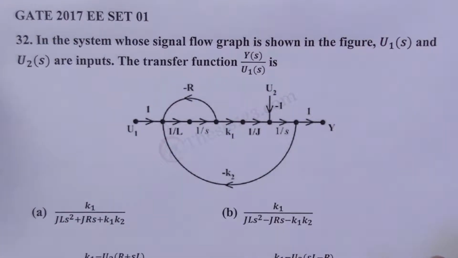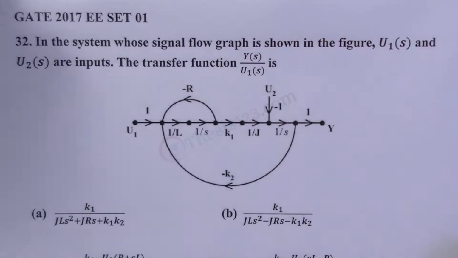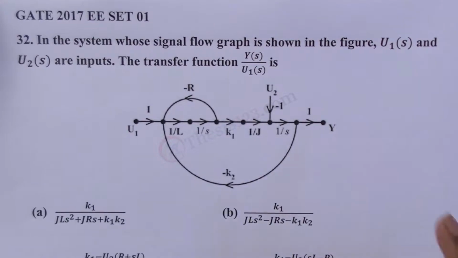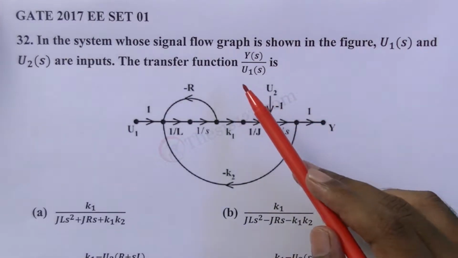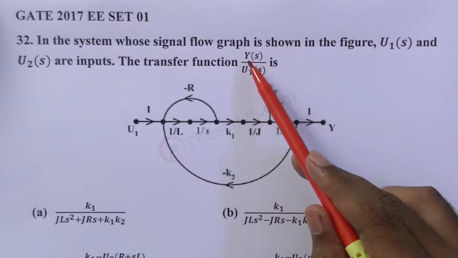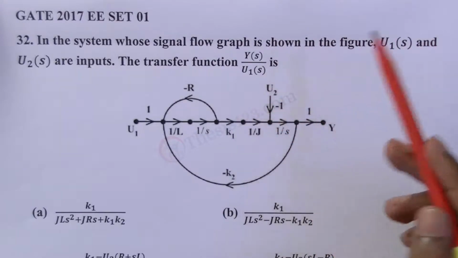Question number 32. It's a control systems question. In the system whose signal flow graph is shown in the figure, U1(s) and U2(s) are inputs. The transfer function Y(s)/U1(s) is.